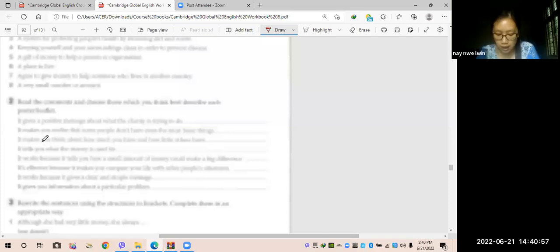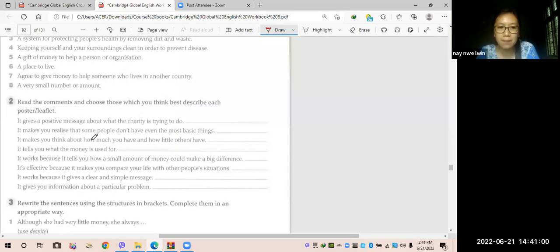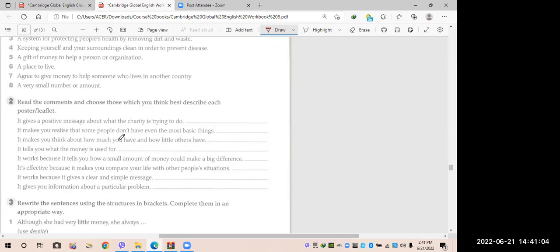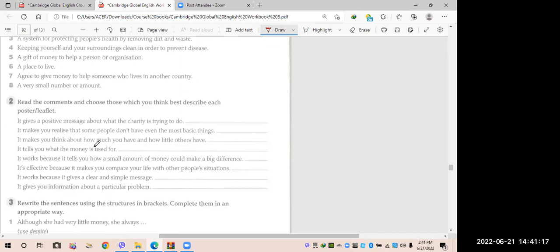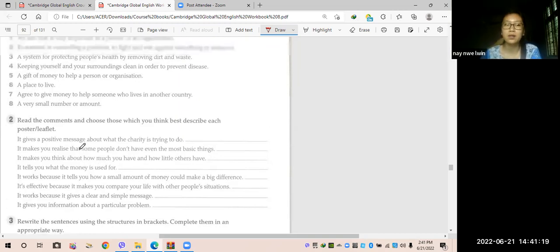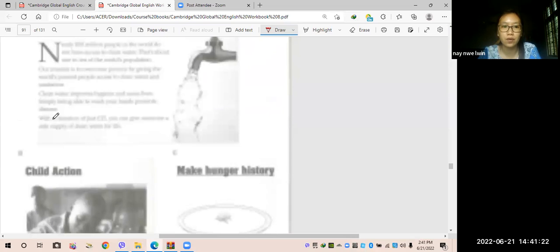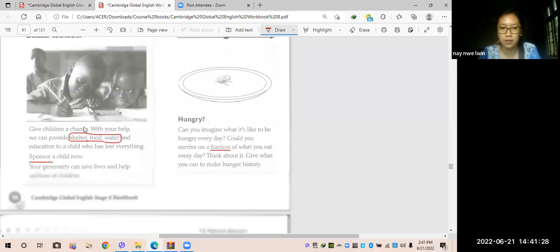So how about the third one? It makes you think about how much you have and how little others have. C, right? So there is a comparison, so that is why it's quite obvious. So it's C. And next, it tells you what the money is used for. A, right? Yes, it explains what they're using it for. According to the sentence, they can give someone a safe supply of clean water or light. So the answer is A.